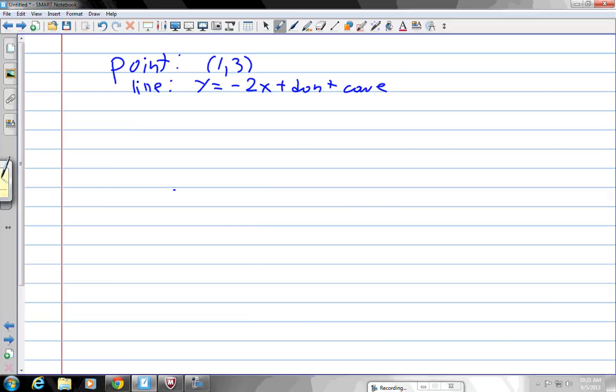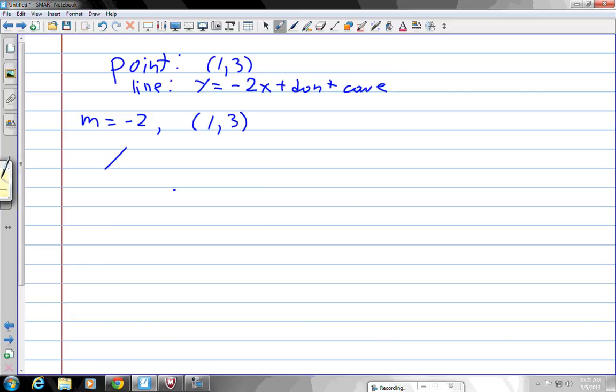Quick way to check: if you multiply the two numbers, you should always get negative 1. The product of the slopes of perpendicular lines is always negative 1. Negative 2 and 1/2, negative 1. Right? So, okay, we have a slope equals negative 2, and the point is (1, 3).